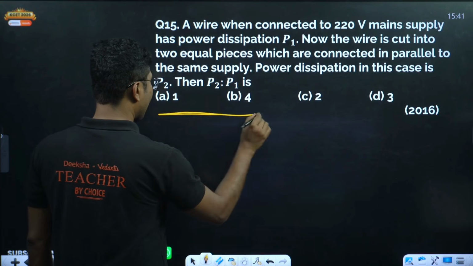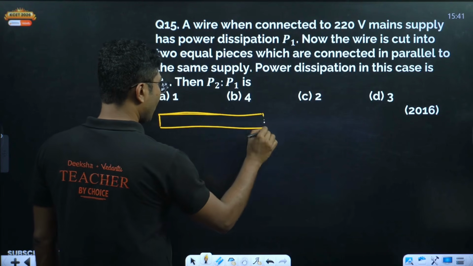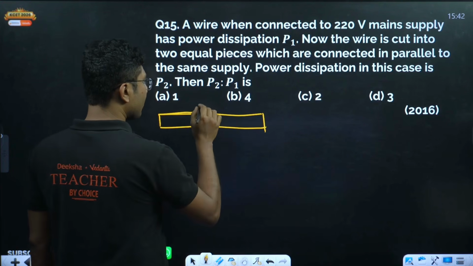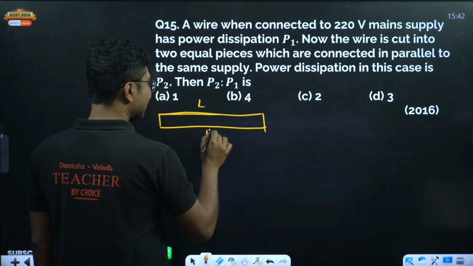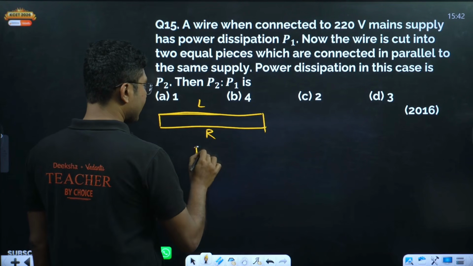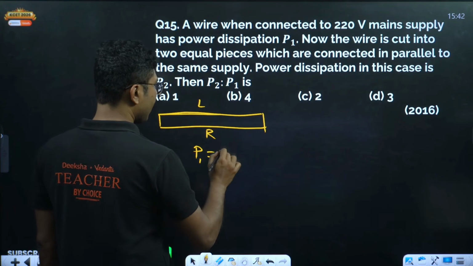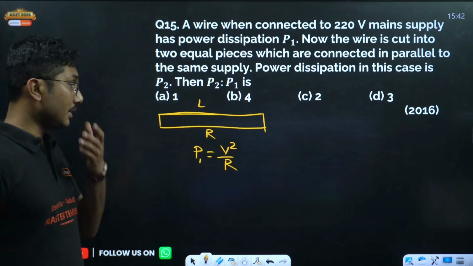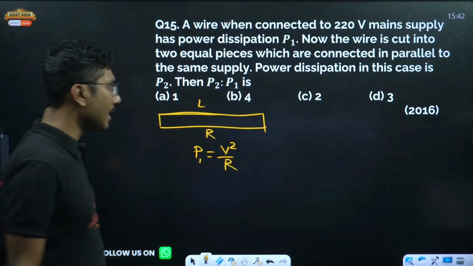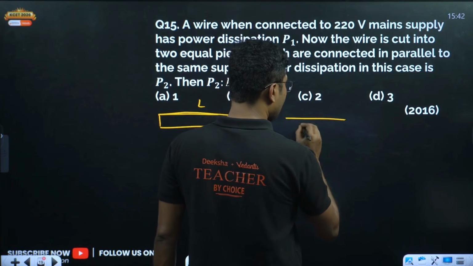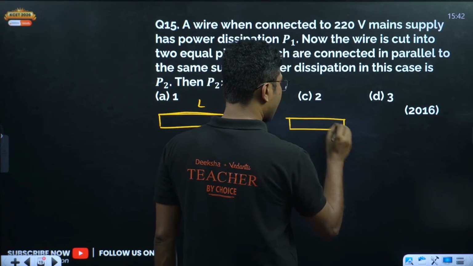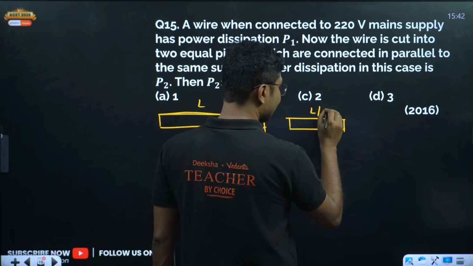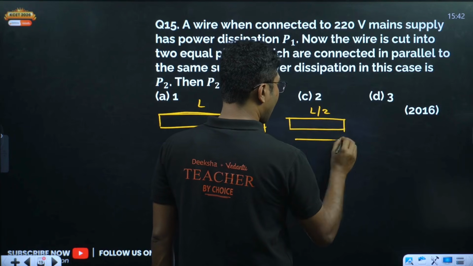So here we have one wire. Initially suppose the length of the wire is L, resistance is R. So what is the power dissipation? Power dissipation is given by V square by R. Right, power dissipation in a conductor is given by V square by R, because voltage is constant. Now what we have done, we have cut this wire into two lengths, L by 2 and L by 2.